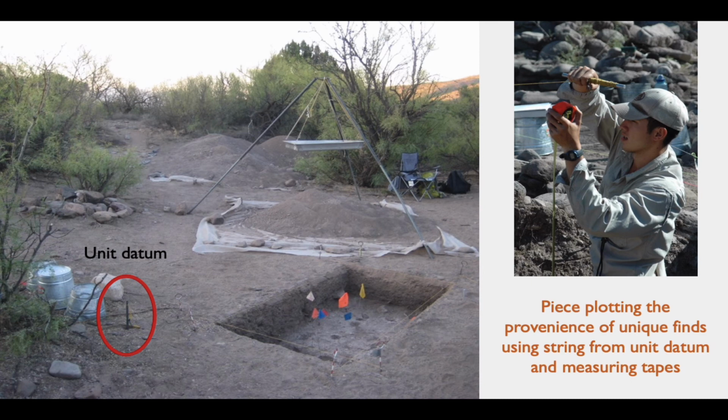If you aren't using a total station to map all these things in directly, you can use piece plotting, or point proveniencing is what we sometimes call it. So in addition to your site datum, every unit usually has its own datum, which is this little pole rebar here in the ground. That is shot into the greater grid for the site, and then you're able to, as he's doing here, pull a string across from the datum itself, measure down to where that particular feature is, and you have your XYZ information for that particular feature or that particular artifact.